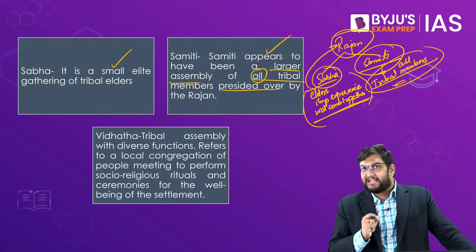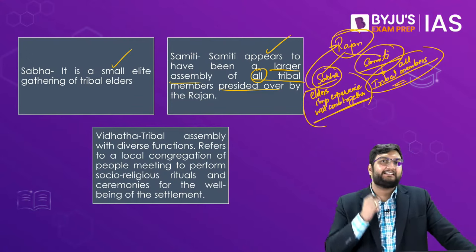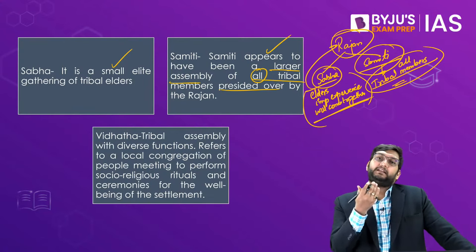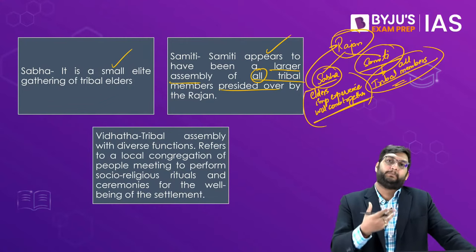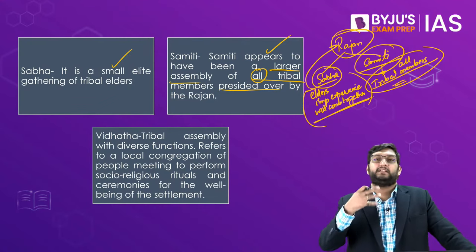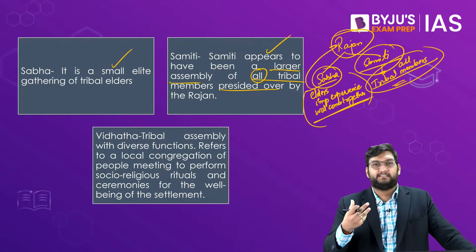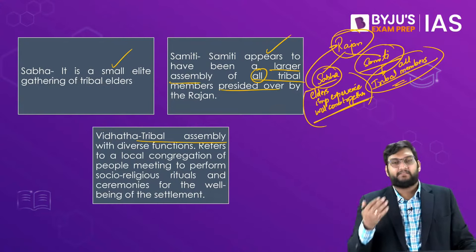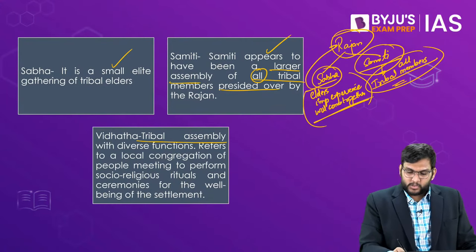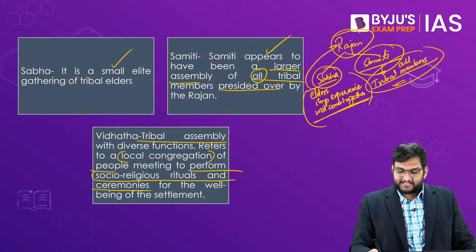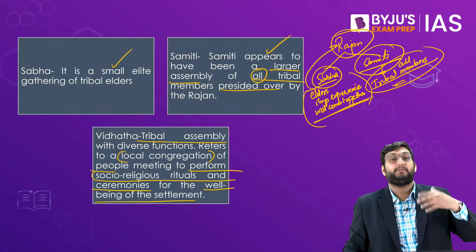Then comes the Vidhatha. When we talk about the Vidhatha itself, Vidhatha is interesting. Technically, once a Samiti meets for a ceremonial purpose, it becomes a Vidhatha. Basically, all members, when they meet for rituals or for ceremonies, it becomes a Vidhatha. As it says, a tribal assembly with diverse functions refers to a local congregation of people meeting to perform socio-religious ritual ceremonies as for the well-being of the settlement.